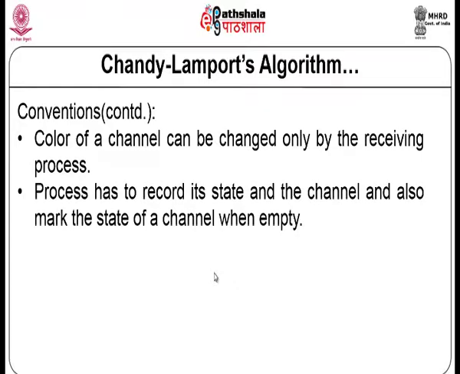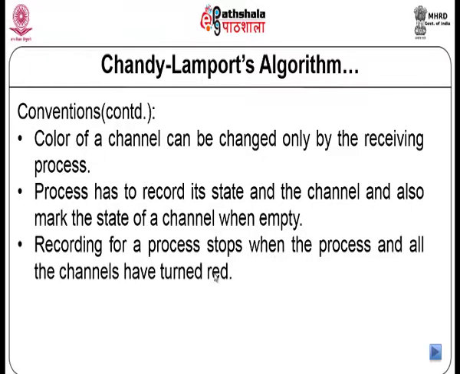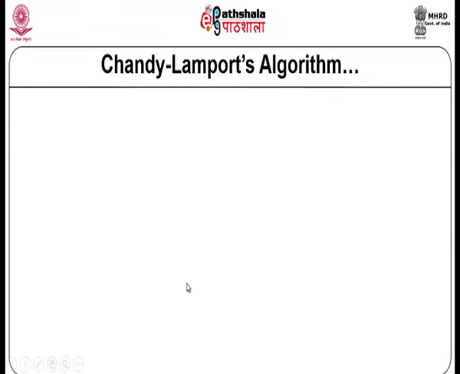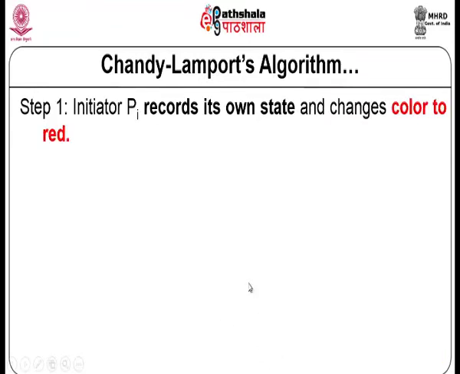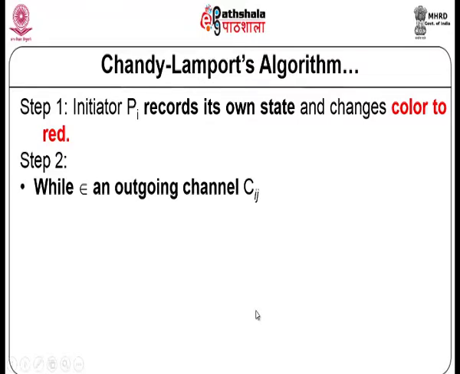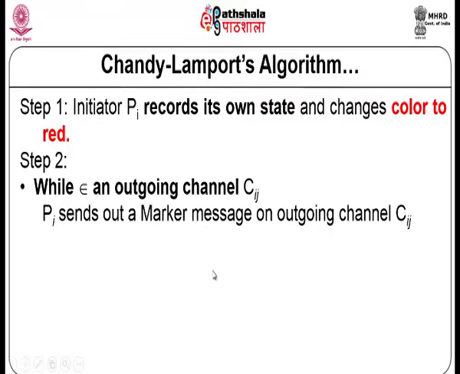The process records its state and records the channel and also changes the color, and the recording for a process stops, or for an overall system stops, if all the processes and the channels have changed the color. So, here is the algorithm. In step 1, a process Pi starts, it is the initiator, it starts recording the state and changes its color to red. In step 2, for all its outgoing channels, it will send what is known as a marker.